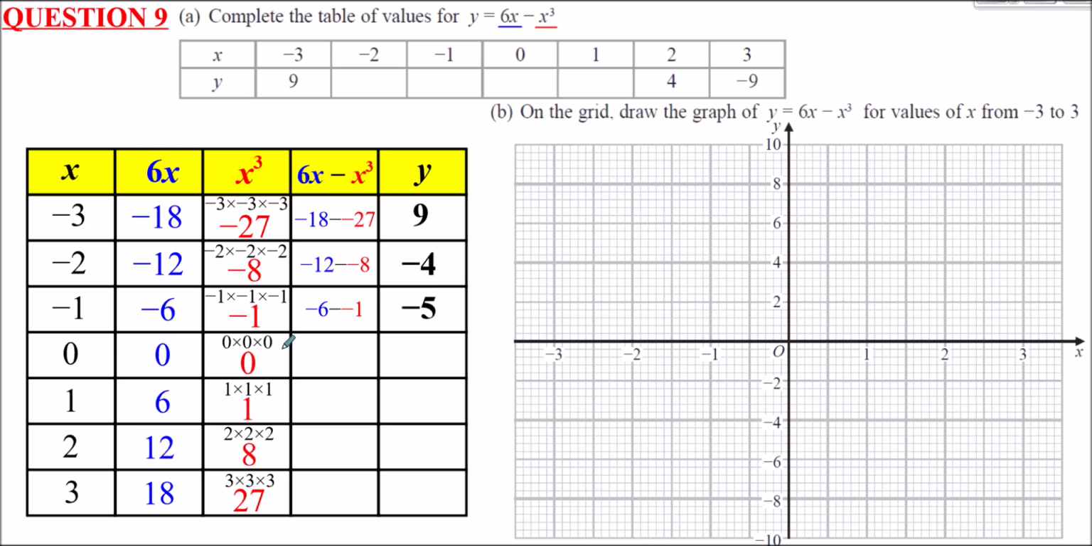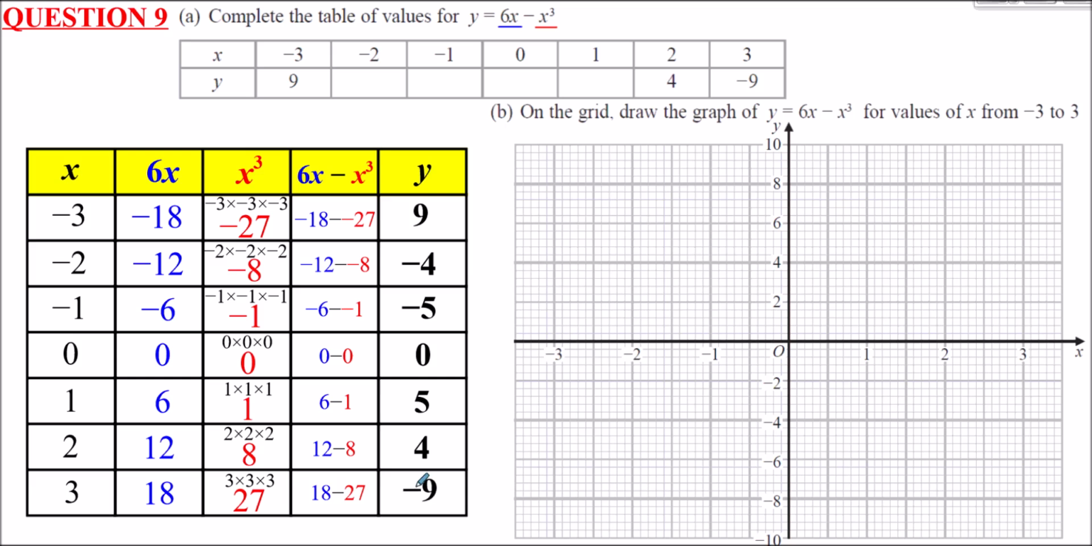When x is 0, really straightforward. 6x minus x cubed is just 0, subtract 0, which is 0. When x is 1, 6x minus x cubed is 6, subtract 1, which is 5. When x is 2, 6x subtract x cubed is 12 minus 8, which is 4. Then finally, we go back into negatives again when x is 3, because then 6x take away x cubed is 18 minus 27, which gives us minus 9.